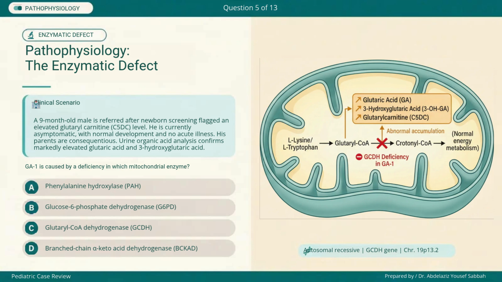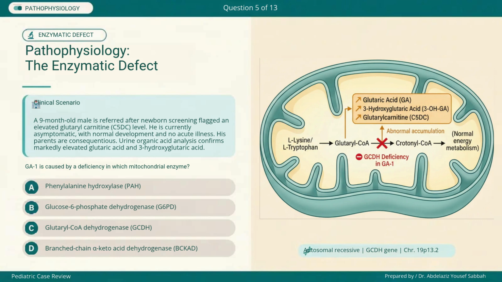He is currently asymptomatic with normal development and no acute illness. His parents are consanguineous. Urine organic acid analysis confirms markedly elevated glutaric acid and 3-hydroxyglutaric acid. Glutaric acidemia type 1 is caused by a deficiency in which mitochondrial enzyme?